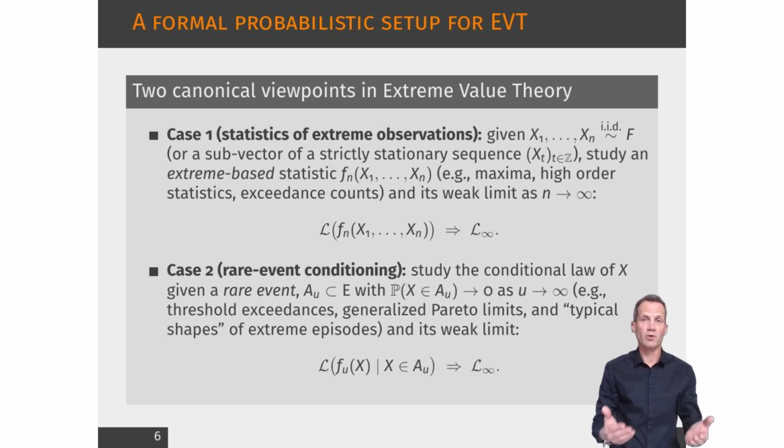The second viewpoint is rare event conditioning. Instead of looking directly at a statistic computed from a large sample, we condition a random object on the occurrence of a rarer and rarer event. For instance, we may condition on a threshold exceedance. We then study the limiting conditional distribution of a transformed version of the observation. This approach is particularly useful for understanding the typical shape of an extreme episode.